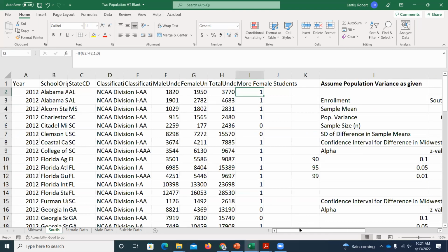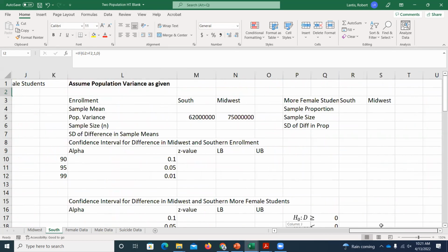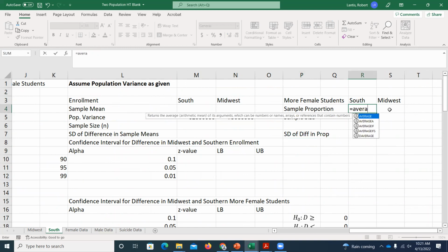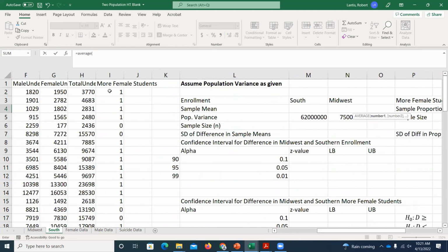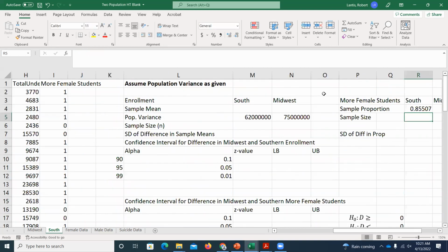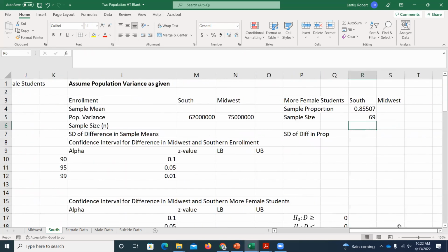I'll then go over to the South worksheet. I'm going to scroll over here. I can do the exact same thing. Let's make this a little bit larger. I'm going to copy this down here because I know there's something we're running into probably in a second. So I can find my sample proportion for these Southern schools for the proportion of schools that have more female than male students. So I'll select that variable. And then once again, for sample size, I can use that count function. So I've now got my sample proportion and my sample size for Southern schools.